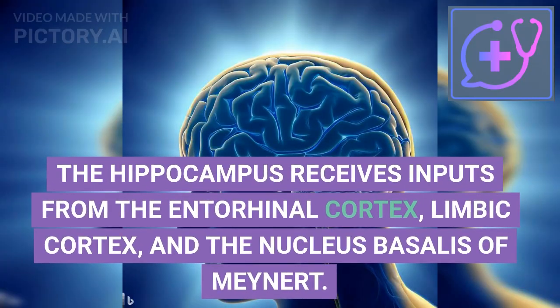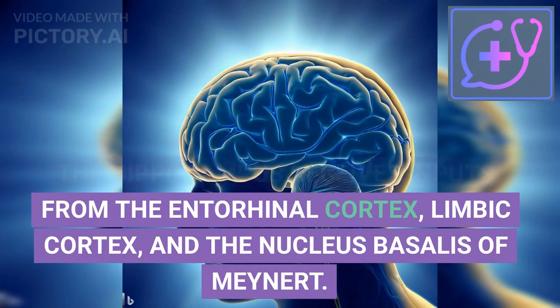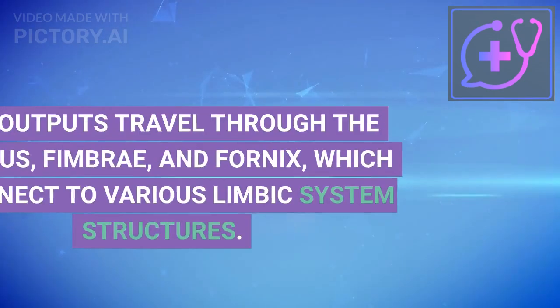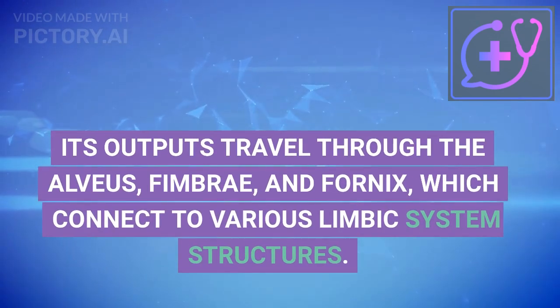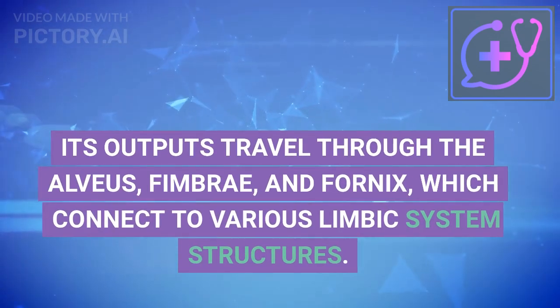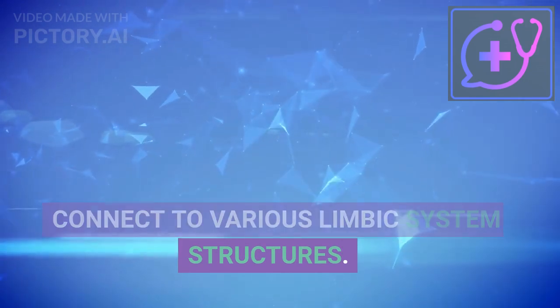The hippocampus receives inputs from the entorhinal cortex, limbic cortex, and the nucleus basalis of Meynert. Its outputs travel through the alveus, fimbriae, and fornix, which connect to various limbic system structures.